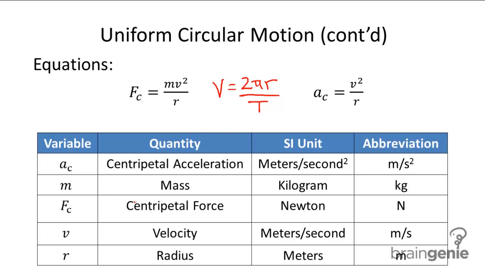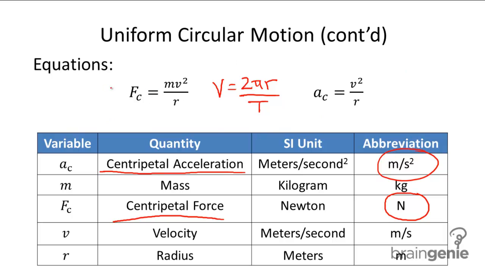So no real new units here except new terms. Centripetal acceleration is in meters per second squared, and centripetal force is in newtons. But essentially, there are no new units here.